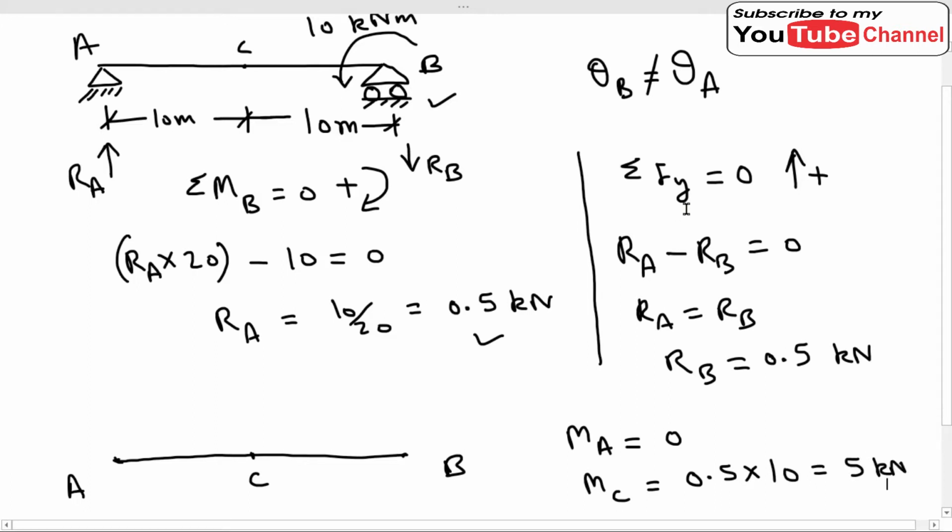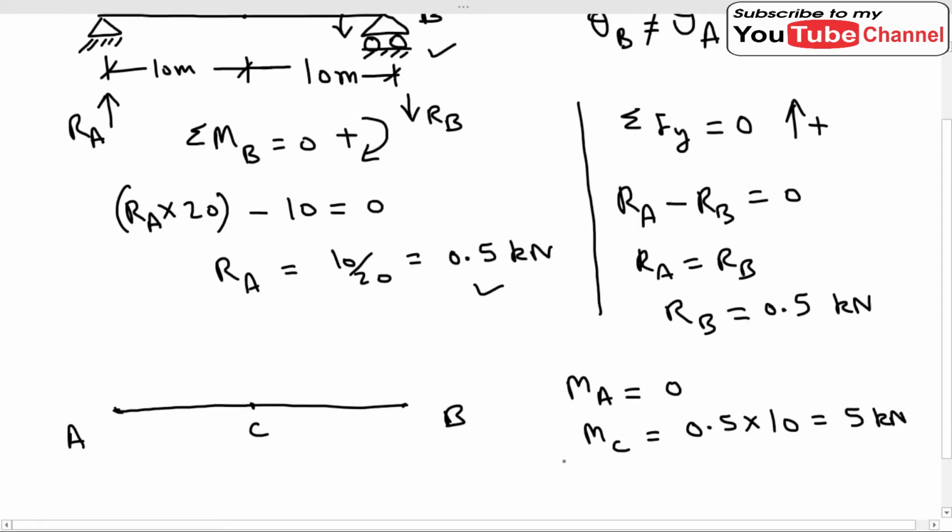Okay, and the value of MB will be equal to 0.5 times the whole distance from A to B, which is 20, so it will be 10 kilonewton meter. Sorry, here it will be 10 kilonewton meter. Okay, so we can draw the diagram.